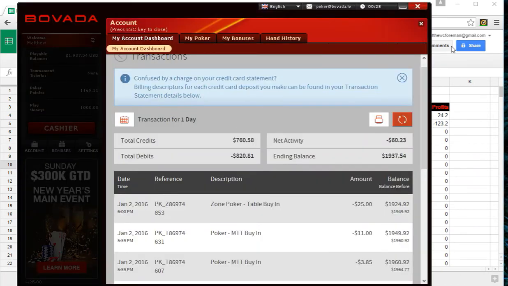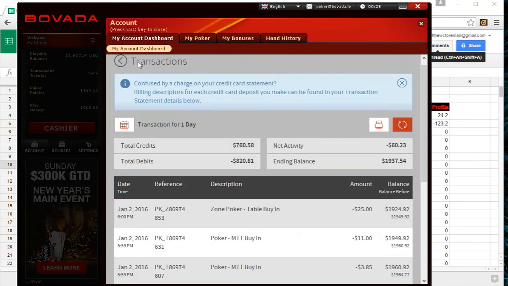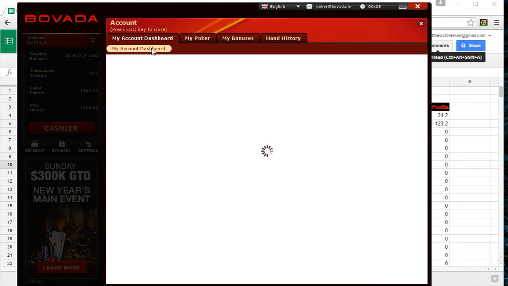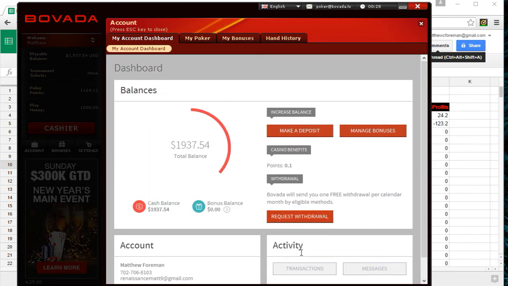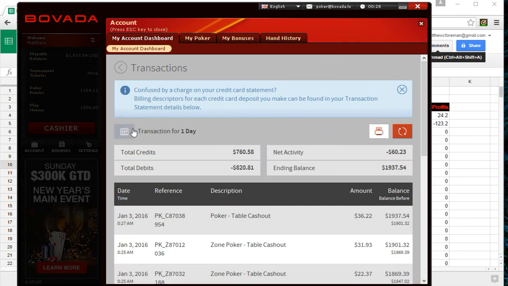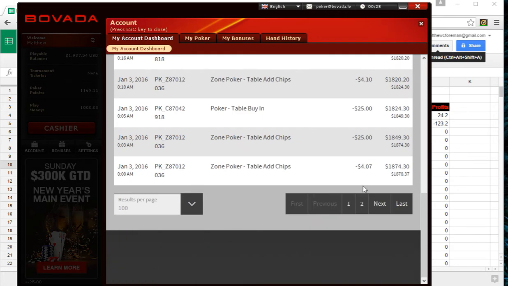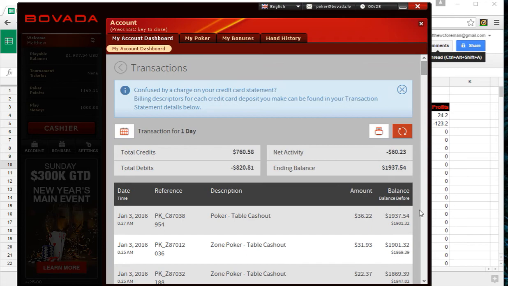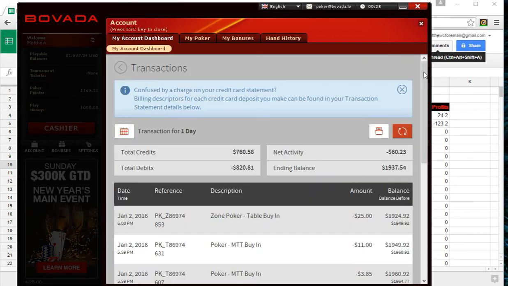I play on Bovada. I'm going to show you really quick basically what I do. I click on my account, and once this pulls up, you go to transactions down here, and this is going to give me my transactions for the last 24 hours. Then I click on my last 100 results and go to the first page of this.